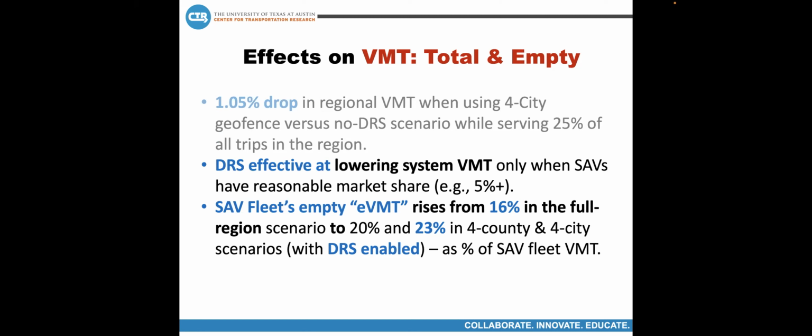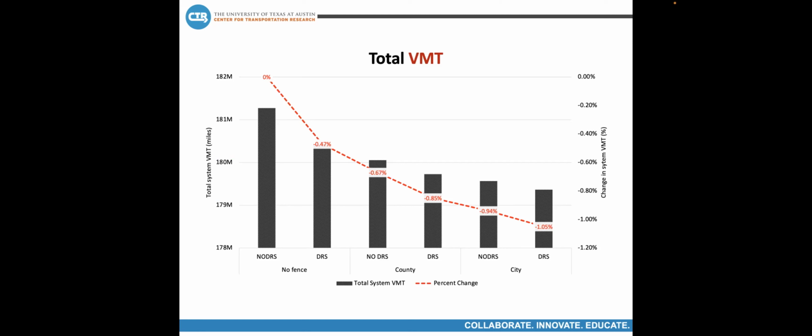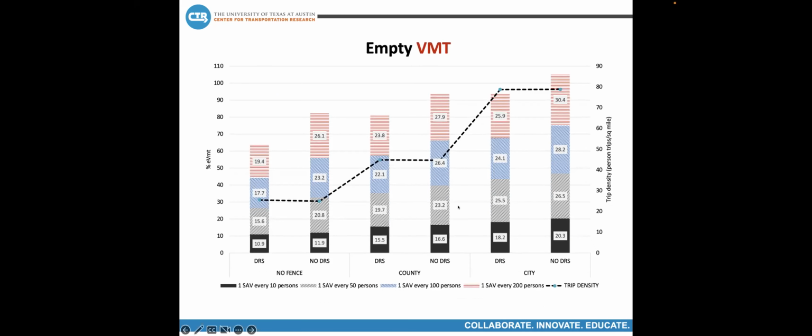And so these are just graphs depicting what I was just talking about, the decrease in total system VMT from the no DRS in the no fence scenario. The no fence is the 12-county geofence, without the fences at the county and the city level. And so we saw a 1.05% decrease. And then we also saw the unlikely increase in empty vehicle miles traveled as the area of operation shrunk into the county and the city. So for the next studies, this will definitely be modified, and these results will probably make more sense.